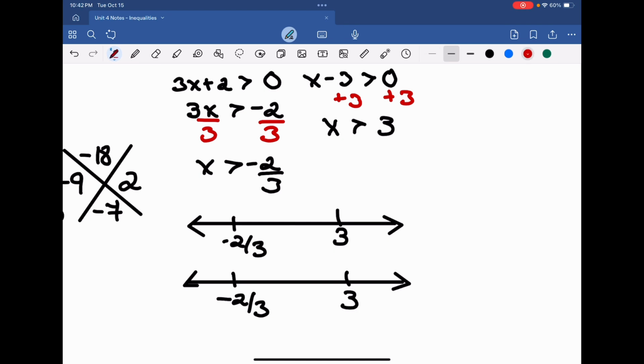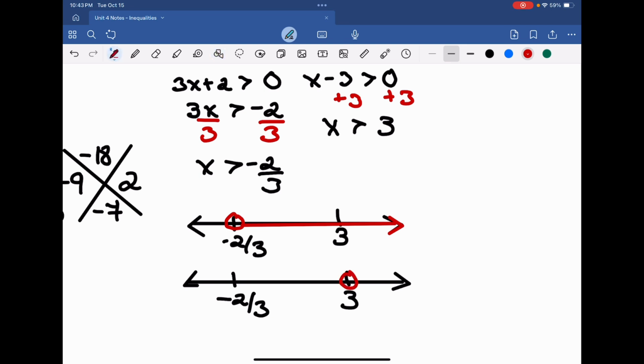And now we want to use some number lines to represent this. If it is strictly greater than negative 2 over 3, we put a hollow dot and then an arrow to the right, representing all the values that are greater than this, but not including it. For my x values, it's greater than 3, but not including.